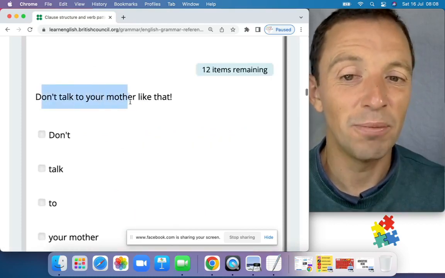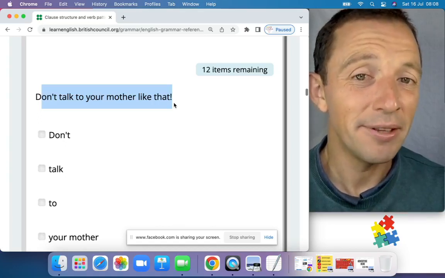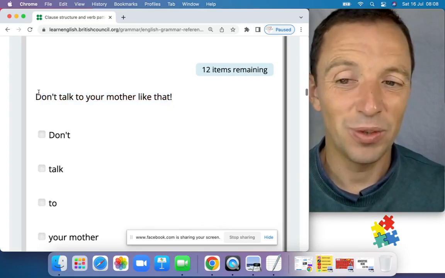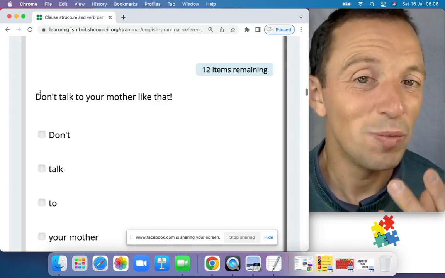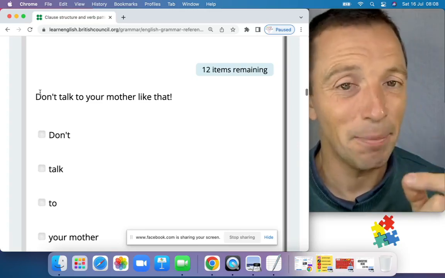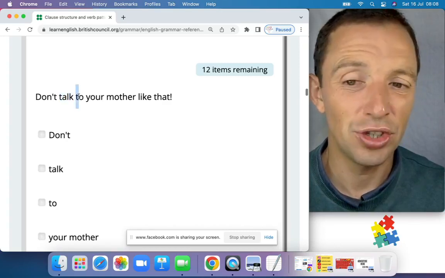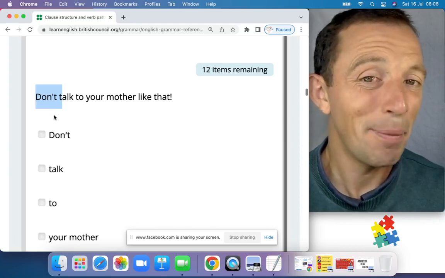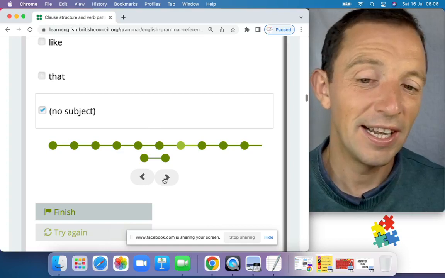Don't talk to your mother like that. So be polite, be respectful, even though you're frustrated. Don't talk to anybody like that. So this is an instruction, it's an order, and there's no subject because it's the imperative. So all clauses have a subject except the imperative. And here the verb is to talk, preposition to, object your mother, and it's the negative, but the subject does not appear because it's the imperative. So let's select no subject. Let's continue.